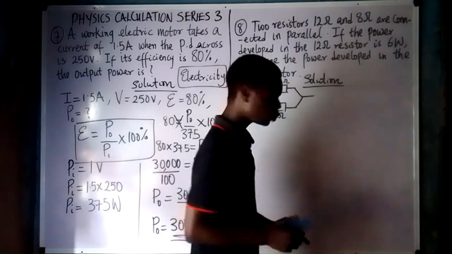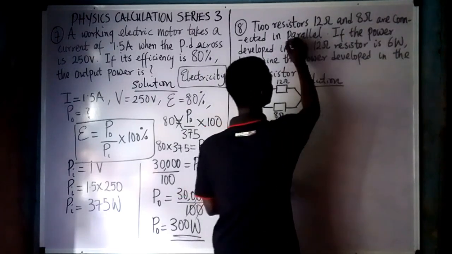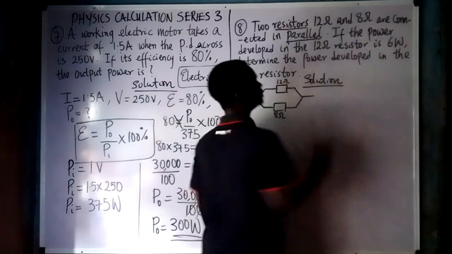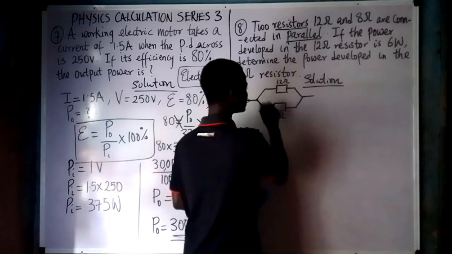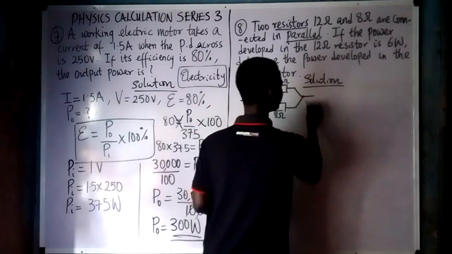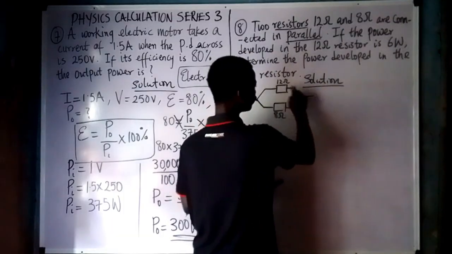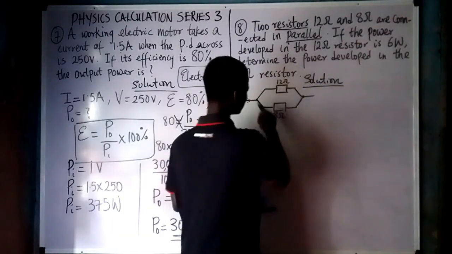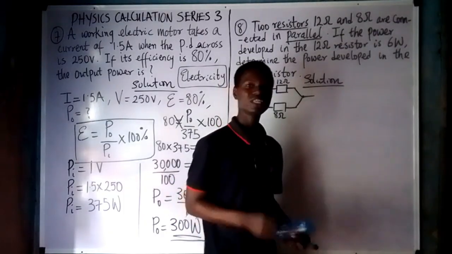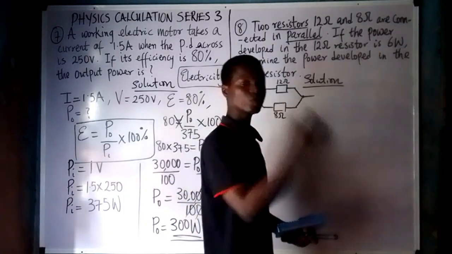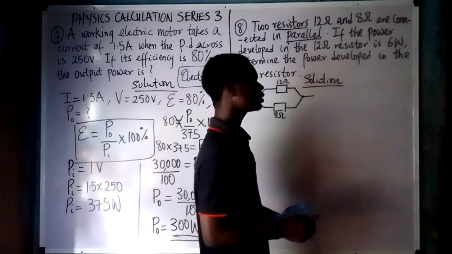8 ohm resistor. But there's one unique thing about parallel connection of resistors. When resistors are connected in parallel, the voltage acting at this point is the same as the voltage acting at this point. That is to say, the voltage that flows through here is the same voltage that applies to here. So the fact is that for parallel connection, in actual sense, the voltage in either of the resistors will be the same.